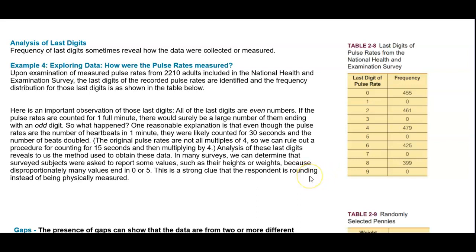In many surveys, we can determine that surveyed subjects were asked to report some values, such as their weights or heights. Because disproportionately many values end in 0 or 5, this is a strong clue that the respondent is rounding instead of being physically measured.